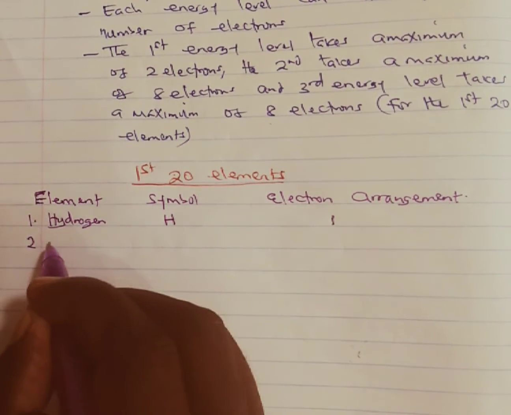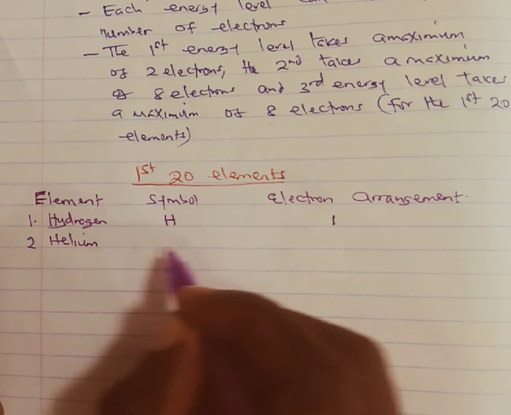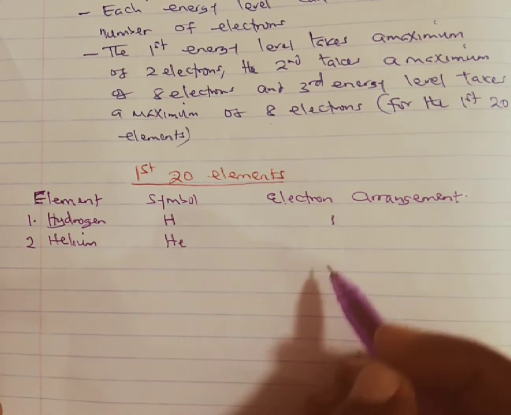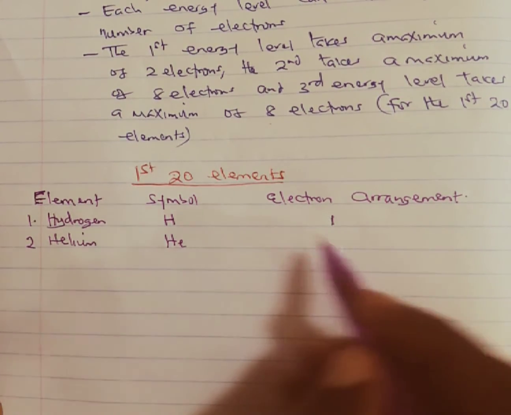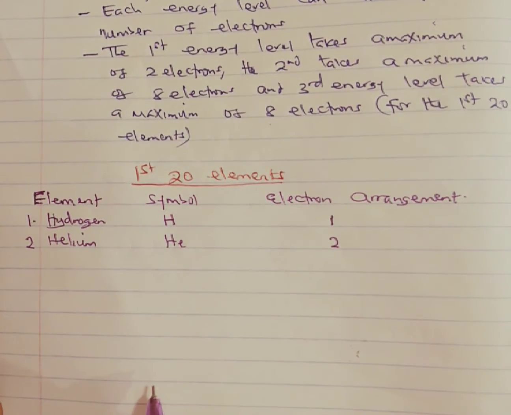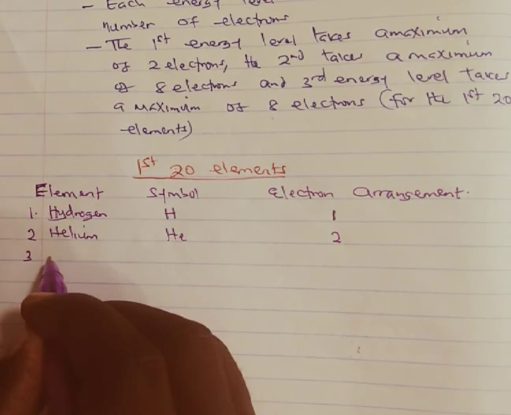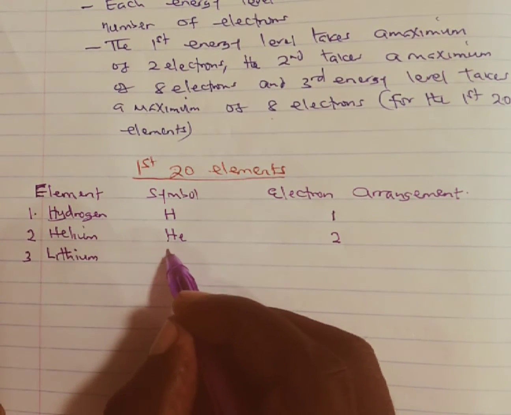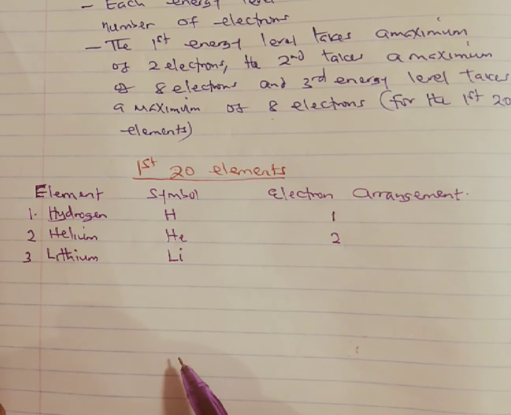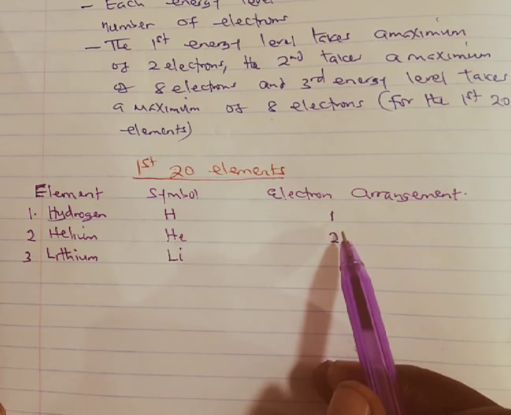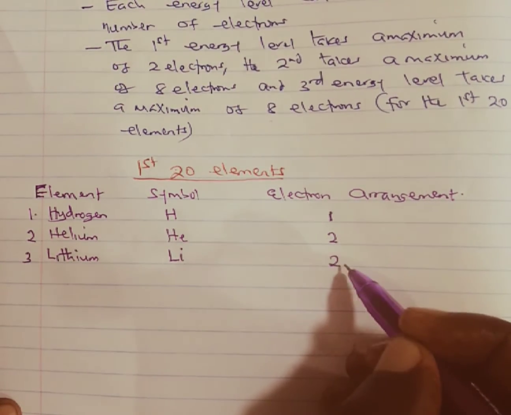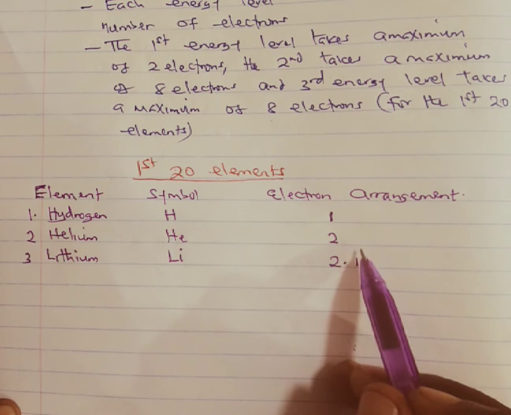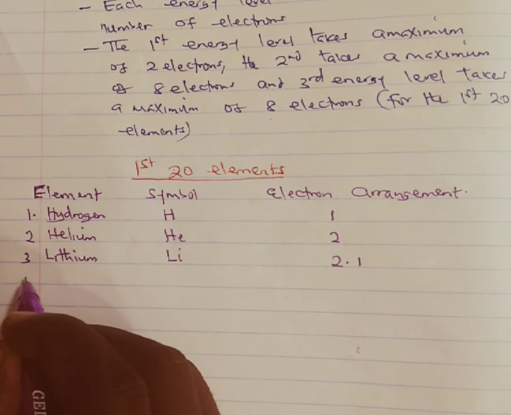The number 2 is helium. The chemical symbol for helium is He, and since helium has only 2 electrons, the electron arrangement is going to be 2. Number 3, we have lithium. Lithium is atomic number 3, and the chemical symbol for lithium is Li. The electron arrangement is going to be 2, then 1, meaning the first energy level takes a maximum of 2, and the remaining will go to the next available energy level.